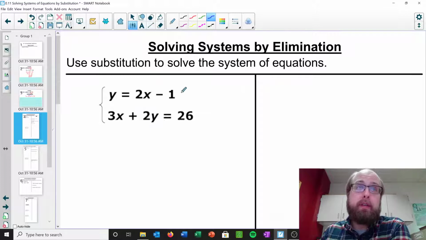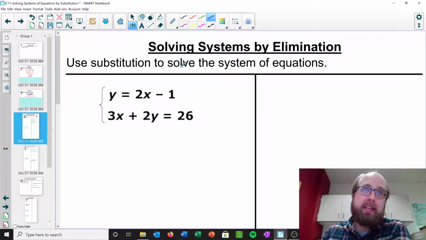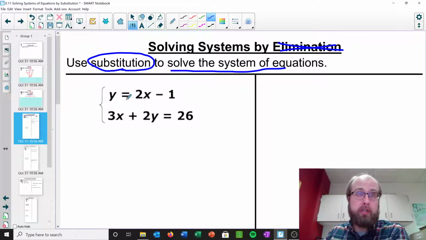So today I'm going to give you a system of equations. Here we've got y equals 2x minus 1 and 3x plus 2y equals 26. Those should look pretty familiar. And I want you to solve this system. Well, the first way, and actually I don't know why it says elimination there, the first way we're going to do this is by substitution. What that means is one of your equations will have y equals or x equals or something like that. Well, we can take whatever y equals and plug it in for y.